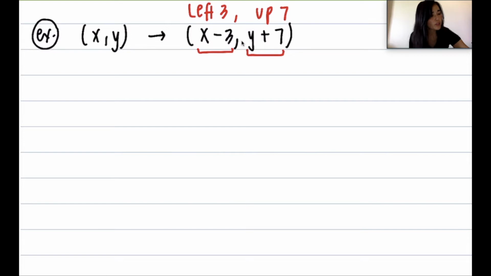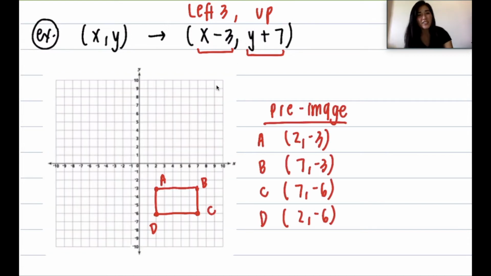So for example, let's go ahead and add in a graph to this. Here is an example again. This time, instead of a triangle, our pre-image is a rectangle. Same thing, we have some ordered pairs here, and what we want to do is apply the rule to it. So like we did in the last problem, we can subtract 3 from every x, we can add 7 to every y, or again, if you can read that rule, we know that this is going to shift left 3 and then up 7.